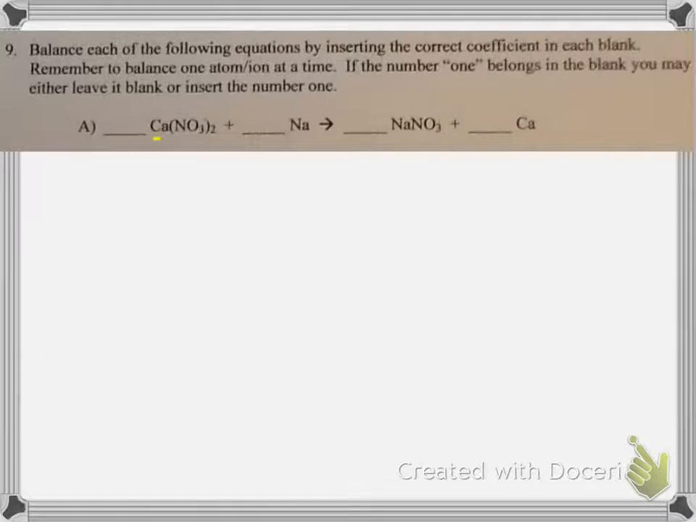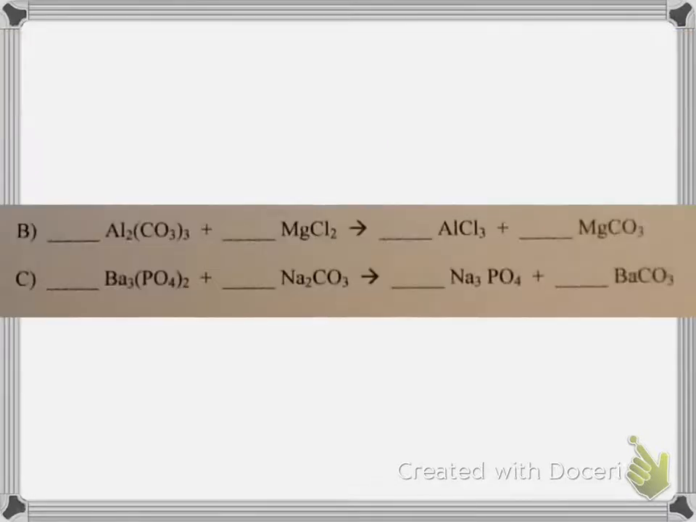So, again, we have 1 calcium and we have 1 calcium, so that's okay. We have 2 nitrates and we have 1 nitrate, so we need a coefficient of 2 in front of sodium nitrate. We have 1 sodium and we have 2 sodium, so we need a coefficient of 2 in front of sodium. And now it is properly balanced.